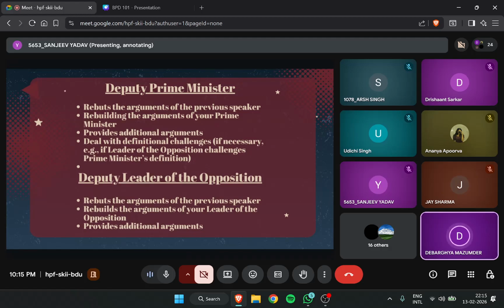You can overall rebut the Prime Minister, Deputy Prime Minister, and Prime Minister as well. You can rebuild the arguments of your LO. You can provide additional arguments. You can bring examples. You can make your points of arguments better and better from your LO. Right. With that, next slide, please.